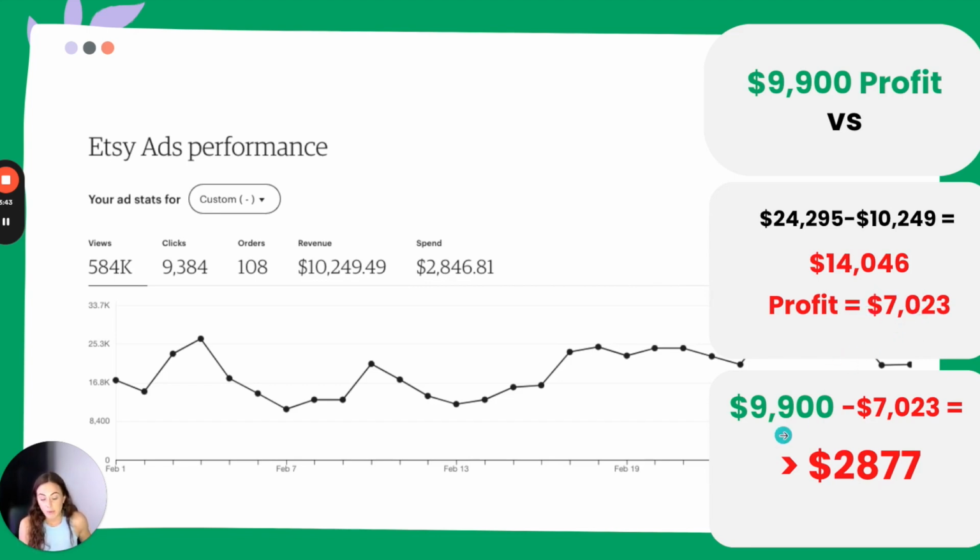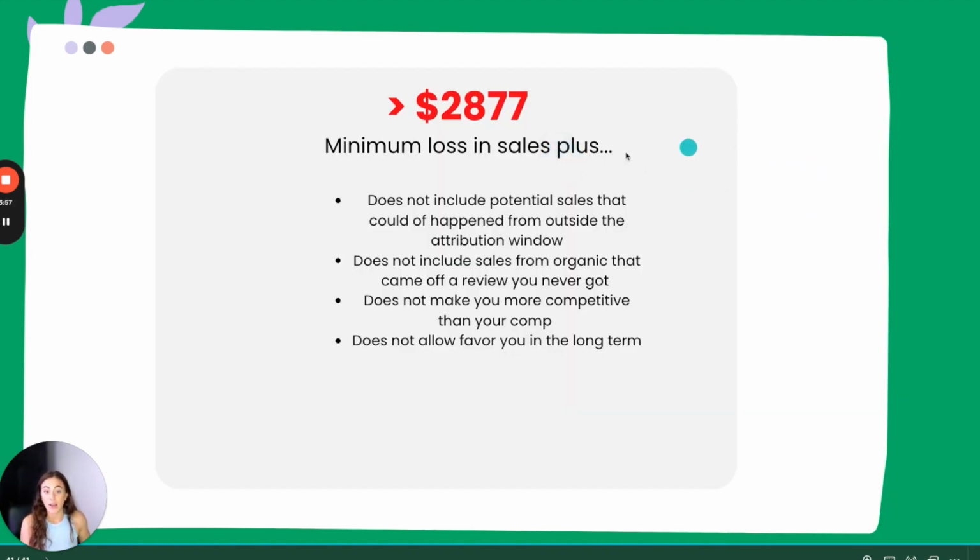So if you take the difference in the profit you would have made with ads on versus with ads off, you're losing out on almost $3,000 of sales. And this is with an optimized Etsy account for this shop. So the minimum loss in sales is about $2,877, but that does not include potential sales that could have happened from outside the attribution window.